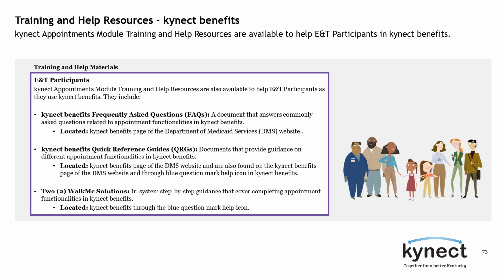Kynect Benefits Quick Reference Guides are documents that provide guidance on different appointment functionalities in Kynect Benefits. These QRGs are located on the Kynect Benefits page of the DMS website and through the blue question mark help icon in Kynect Benefits. And finally, 2 WalkMe solutions are in-system, step-by-step guidance that cover completing appointment functionalities in Kynect Benefits and are located in Kynect Benefits through the blue question mark help icon.